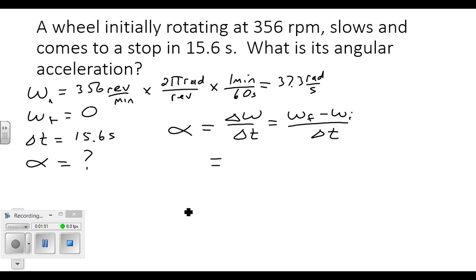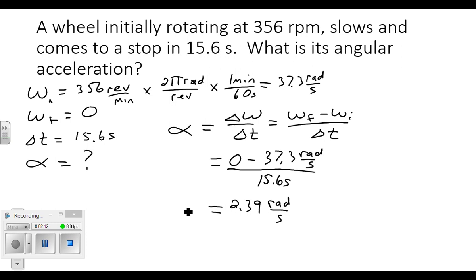So omega f is 0 minus, we need to do this in radians per second, so it's 37.3 radians per second. And all that's divided by the time, which is 15.6 seconds. Plug that into the calculator and we get 2.39, and the units for that will be radians per second squared. So a problem using initial final velocity and time to find acceleration.